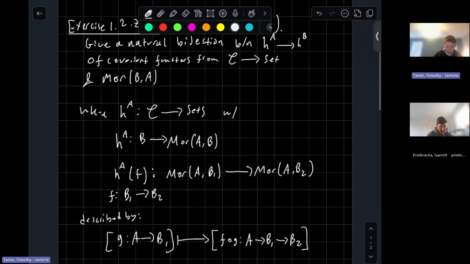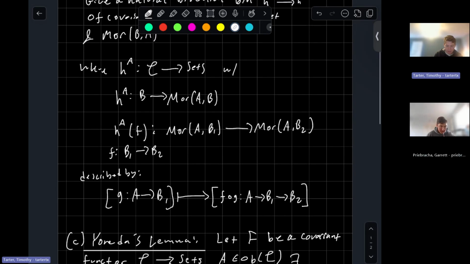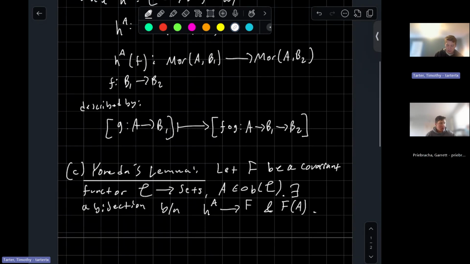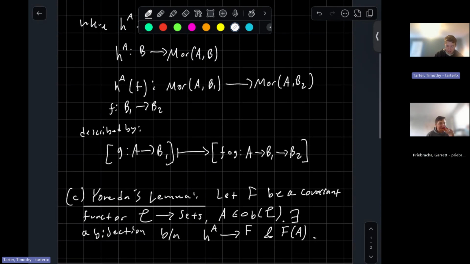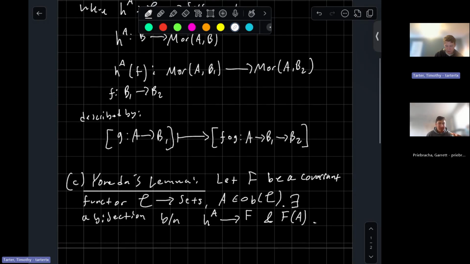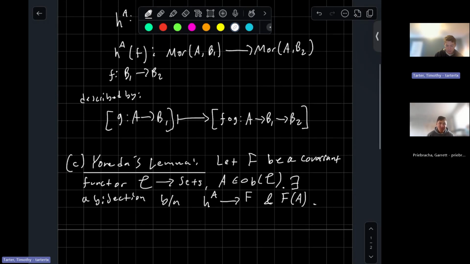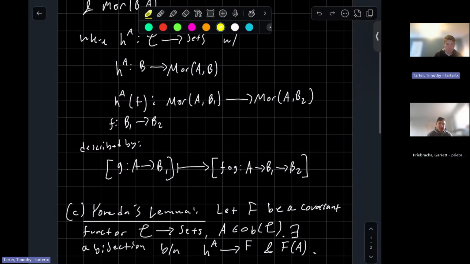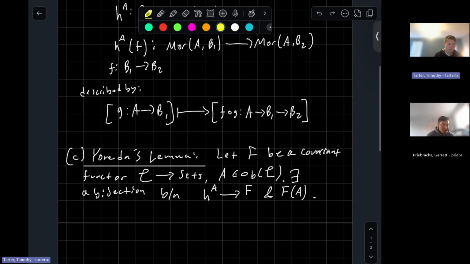And so keeping in mind what h^A does, h^A sends objects to their morphism class. And then it sends morphisms to the morphism class of its domain to the morphism class of its codomain. And so we can see that that entirely describes the category. And that's the same thing that a functor does, right?